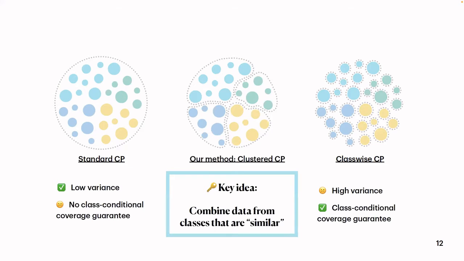Yeah, so our method, which we call clustered conformal prediction, tries to combine data from classes that are similar so that we get the benefit of data sharing, but we also get a class conditional coverage guarantee. And I will go into more detail about what we mean by similar in the subsequent slides.